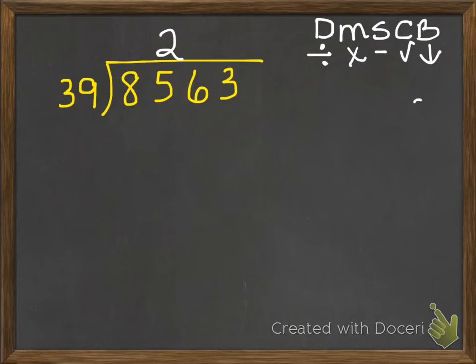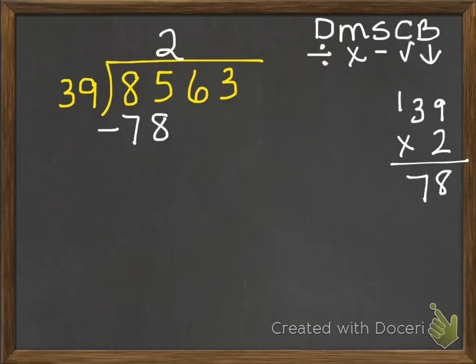Now I'm going to multiply. Come to the side and take 39 times 2. 2 times 9 is 18. 2 times 3 is 6, plus 1 is 7. 78. Now I subtract, regroup. 15 minus 8 would be 7. Count up or count back if you need to. 7 minus 7 is nothing. I can obviously see that 39 is definitely greater than 7. So the next step is to bring the next number down.